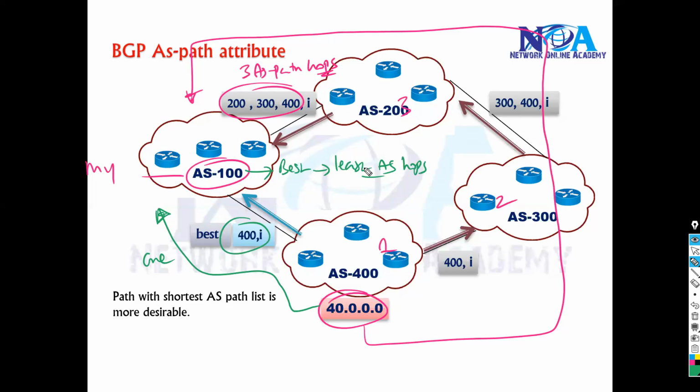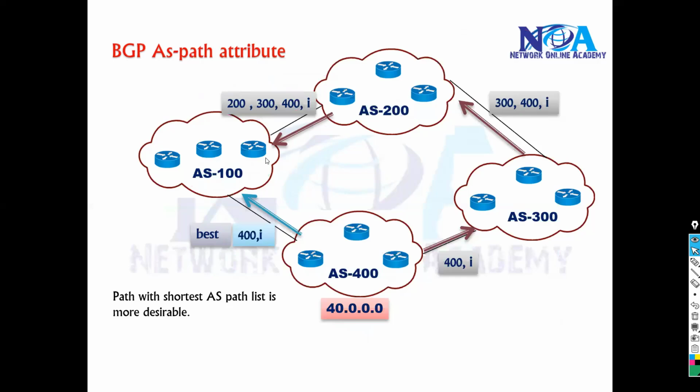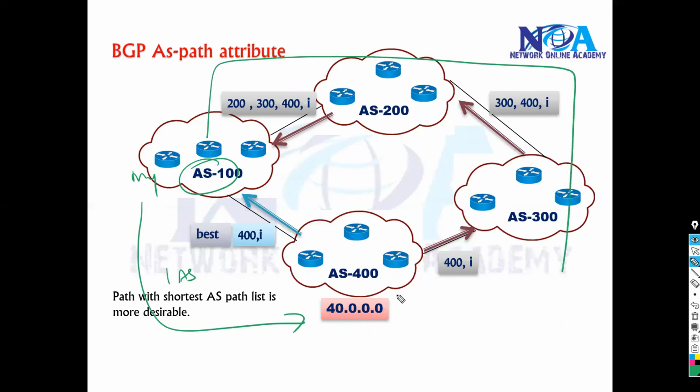But if you're not doing anything, the default best route will be calculated by BGP based on the least AS hops. Like in this example, from my AS to go to this network, there's only 1 AS hop. And if you go from this side, it will be 3 hops. 3 hops means not routers, it will be 3 autonomous system hops.